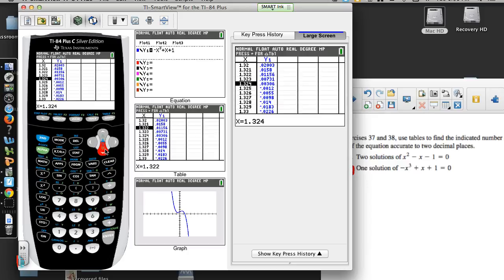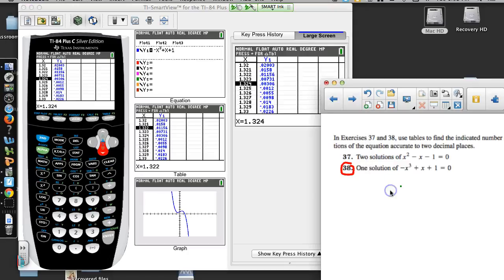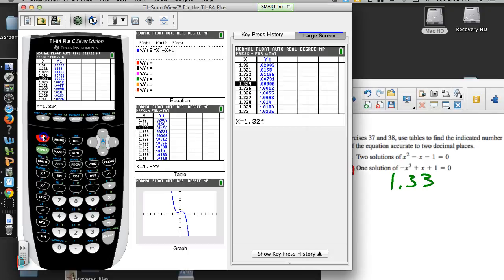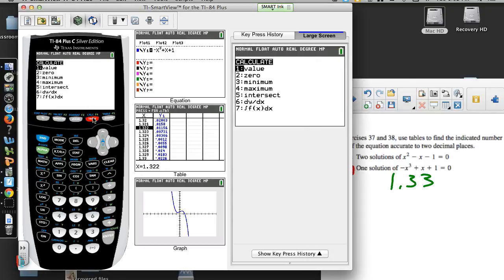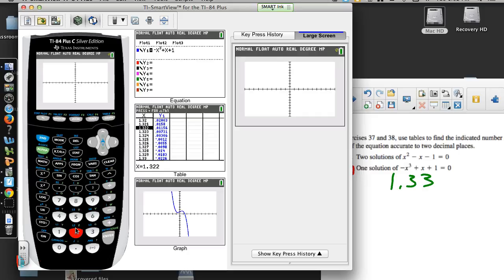So we would go with 1.325, but they said to round to 2 decimal places, so 1.33. All of that, just to find the decimal places. When we could have just done second trace, number 2, much more efficient use of our time, and find the zeros. So let's see where Blinky comes up at.